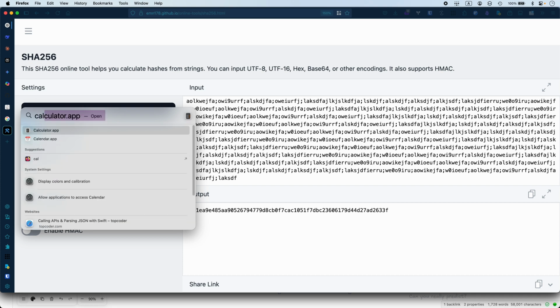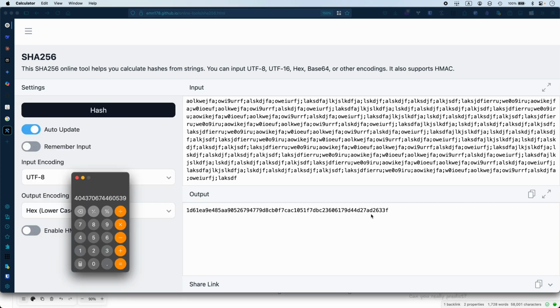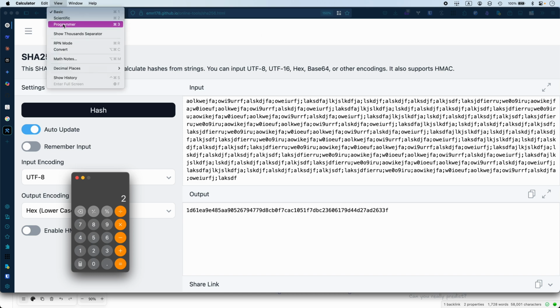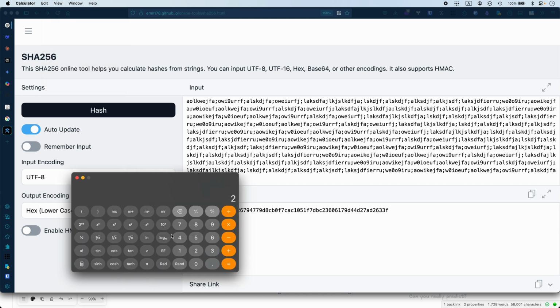If I open the calculator app, and I don't know what that result was, but if I take 2, and let me change the view to scientific, maybe that would be it here. 2 to the power 256. That many possibilities are there.